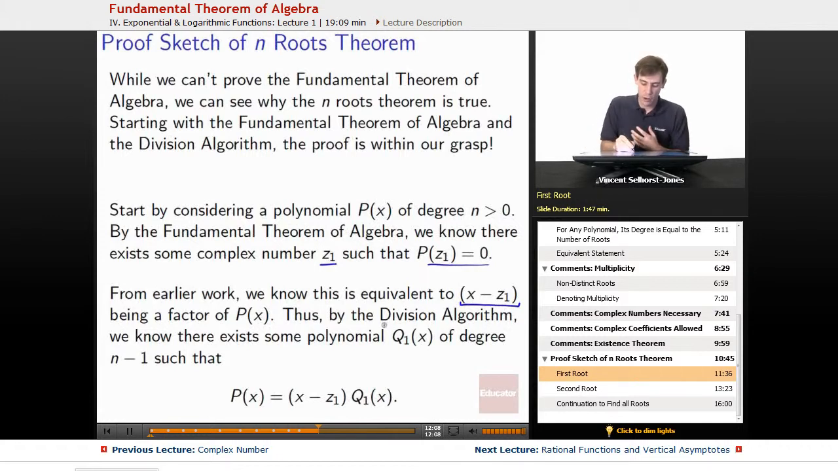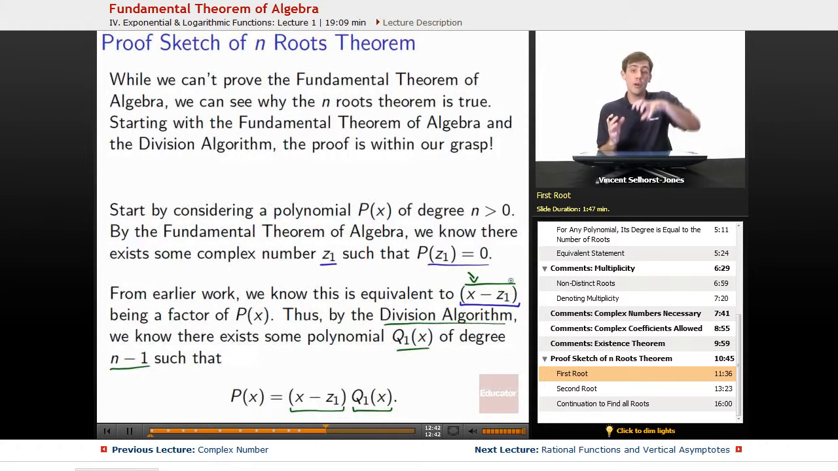So by the division algorithm, we know that there exists some polynomial q1. We'll just call it q for quotient, and then we'll need to give it a number because there's going to be a bunch of these quotients coming up soon. So we'll call it q1 of x because it's the first time we've divided our initial polynomial, and it's going to be degree n minus 1 because we're going to pull out x minus z1, so that we'll get x minus z1 times q1 of x. We can pull out our factor because we know there is a root z1, so there must be a factor of x minus z1.